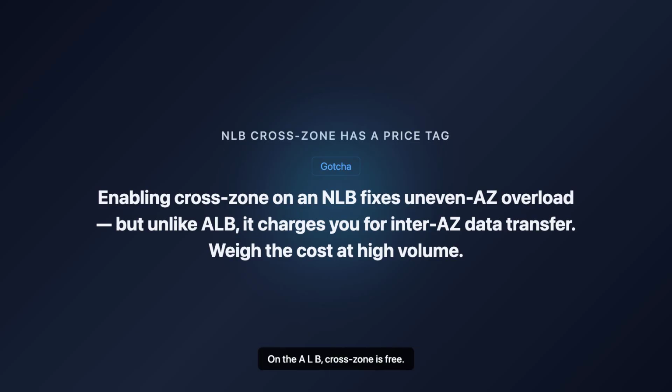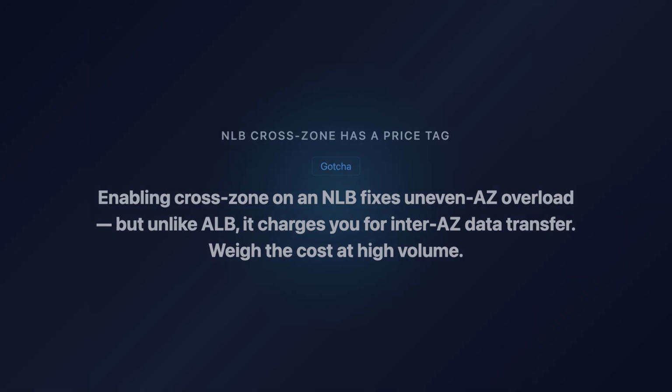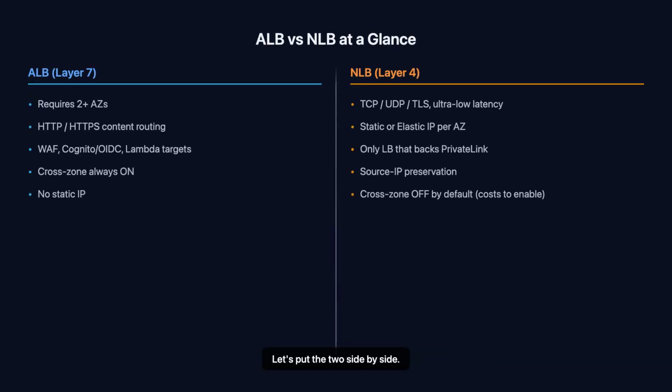On the ALB, cross-zone is free. So at high volume, especially for a busy PrivateLink service, weigh that transfer cost before flipping the switch. Let's put the two side by side.